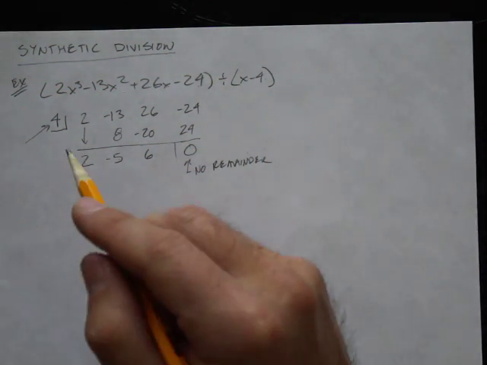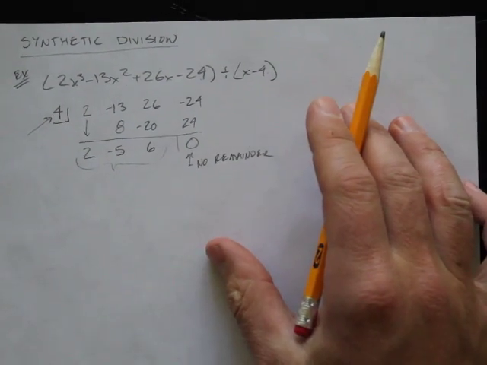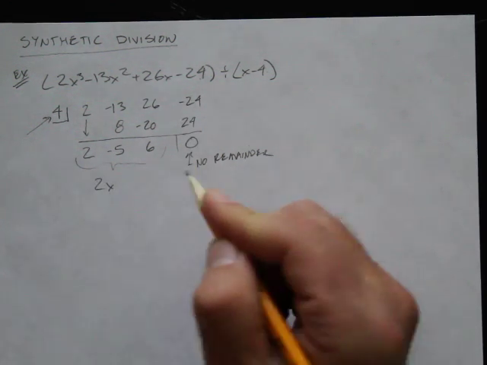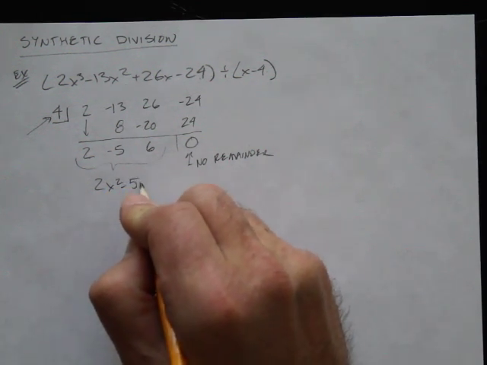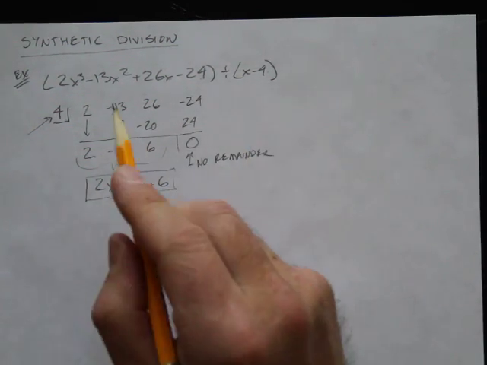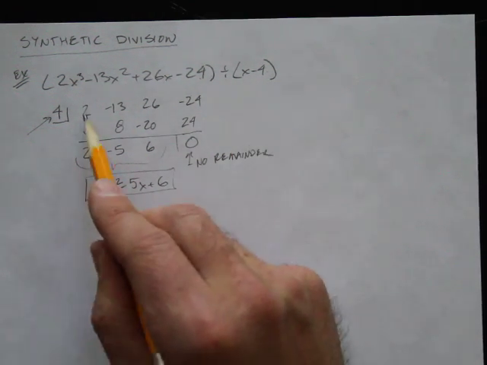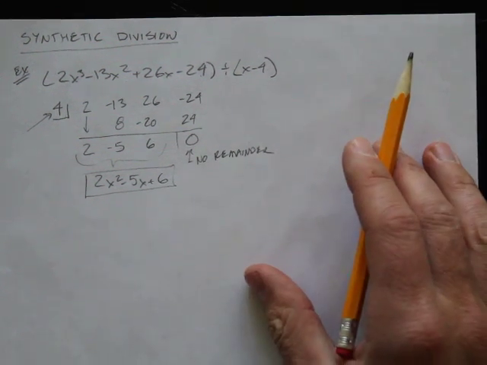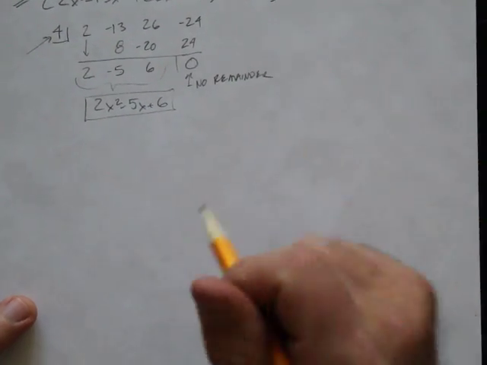And here's what we do with your answer. Or here is the answer to this division problem. 2x squared minus 5x plus 6 is your answer. So we had x cubed here, we divided by x, and so we end up with x squared, x, and then there's no x there, just the constant. All right, let's do another one.